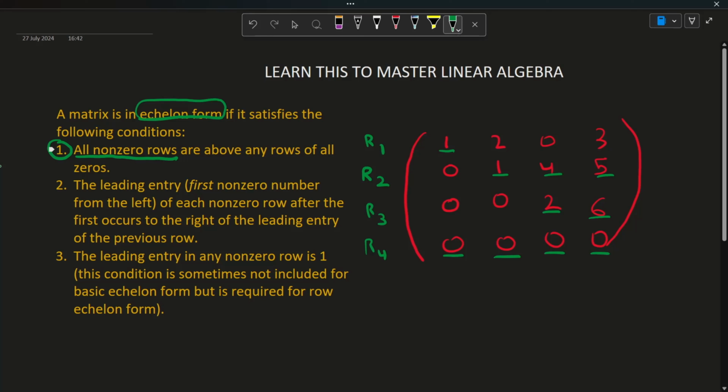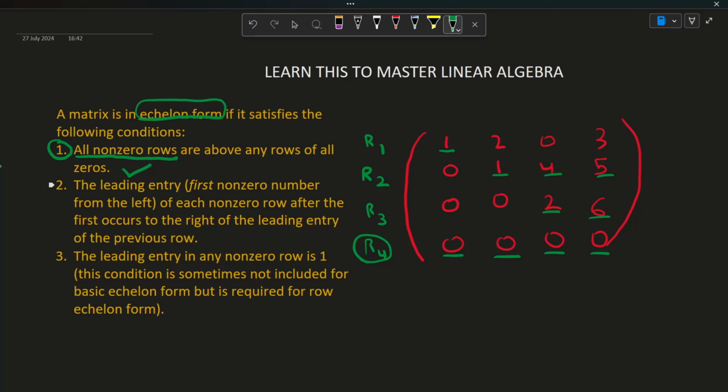So the first rule means that R4 should be below R1, R2, and R3. That's essentially what it's saying. And R4 is below, right? Because row one is the top row, then the second row, third row, and fourth row. So that means the first rule is satisfied for this matrix.